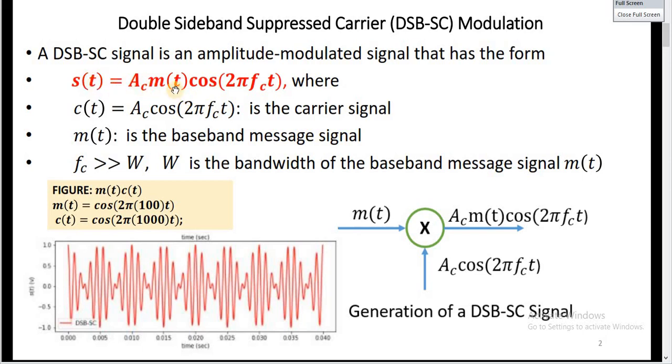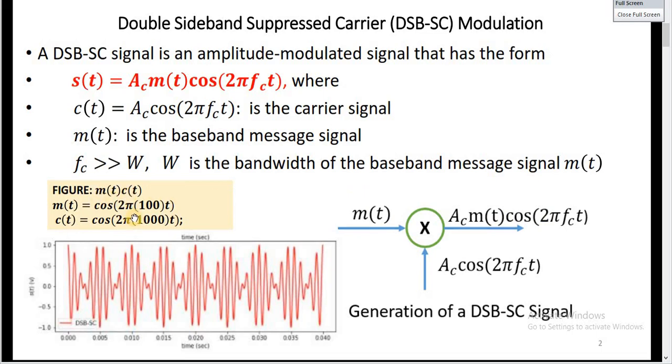Double sideband suppressed carrier modulation is simply the product of the message signal and the high frequency carrier. So this is the message M of t, this is the high frequency carrier, and the result of multiplying the signal with the carrier is what is called the double sideband suppressed carrier signal, AC M of t cosine 2 pi fct. فهاي إذن باختصار عملية الجنريشن للدبل sideband suppressed carrier modulation, and this is the formula.